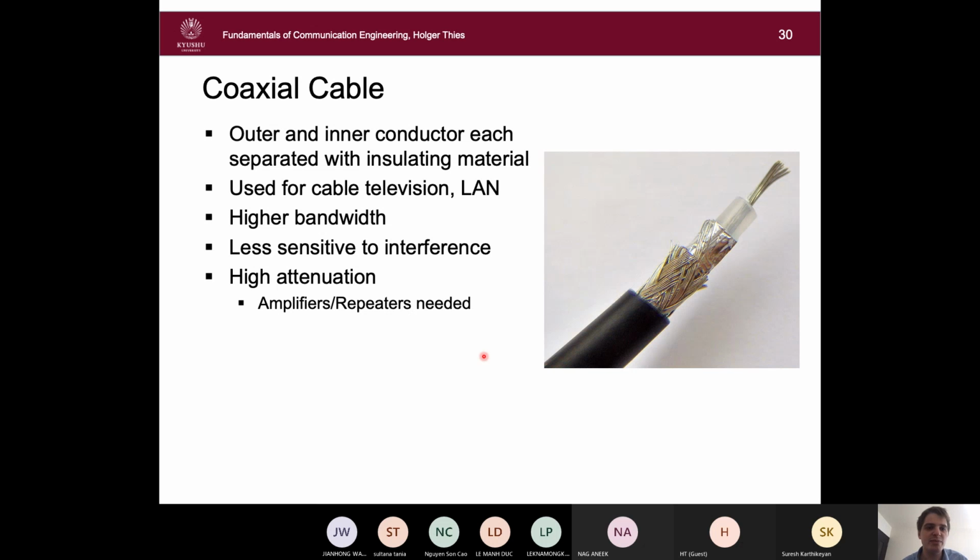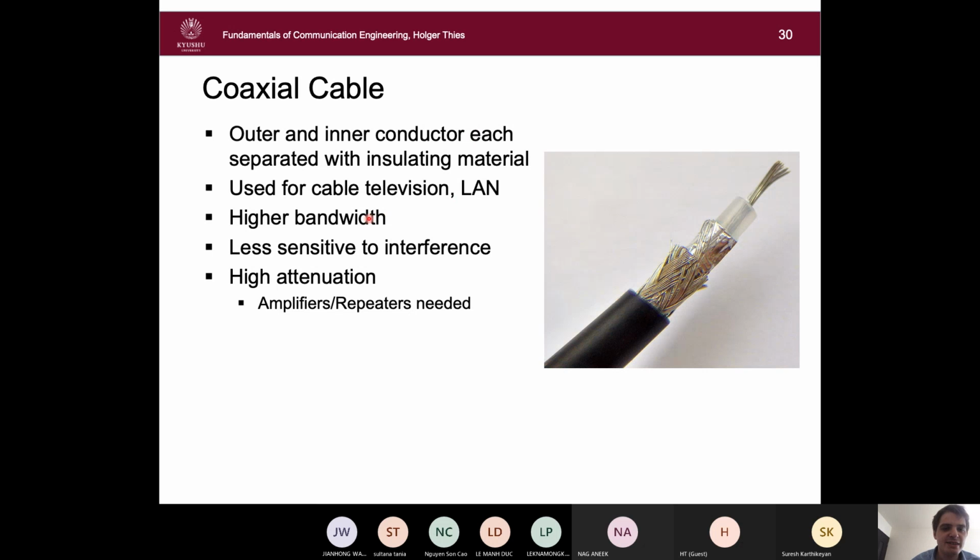A little bit more complicated cable is the coaxial cable, which looks like this. So maybe you have seen a cable like this when you have satellite TV. This is usually used for cable and satellite TV. So in this cable, the outer and inner conductor are each separated with some insulating material. So we have some material around here, and the outer and inner conductor are shielded.